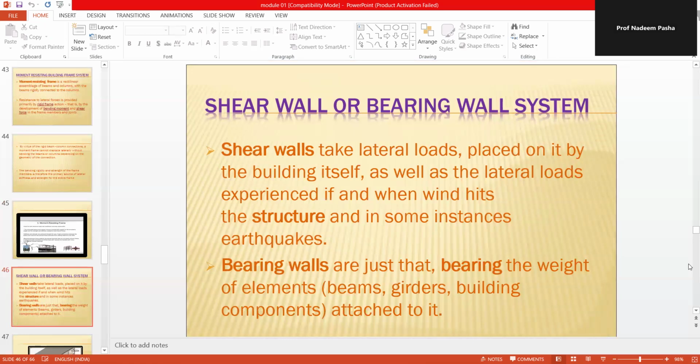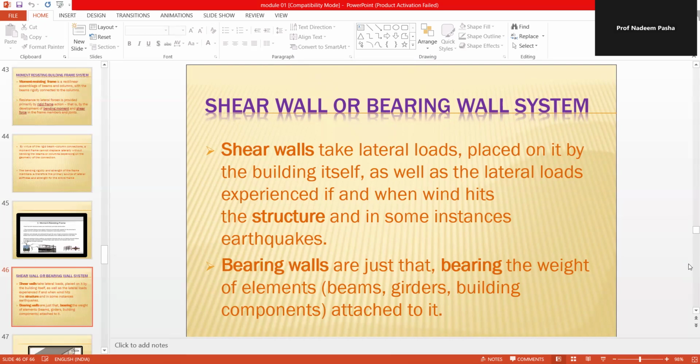Now, the shear wall or bearing wall system. It is also one type of lateral load resisting system. Shear wall takes lateral loads placed on it by the building itself. As we have seen, in a moment resisting frame the beams and columns are joined rigidly. Now, how are shear walls able to resist the lateral loads? Shear walls take lateral load placed on them by the building itself, as well as lateral loads experienced, if any, when wind hits the structure and, for instance, an earthquake.